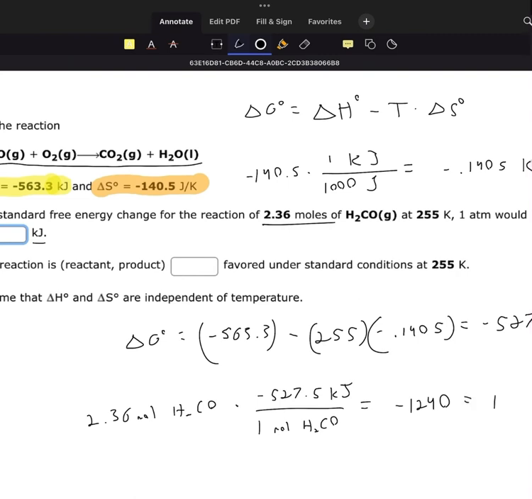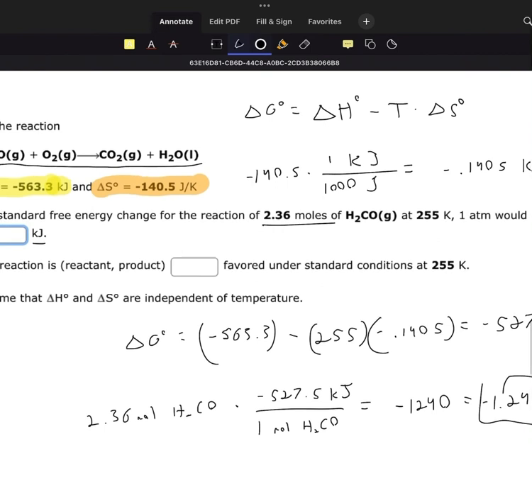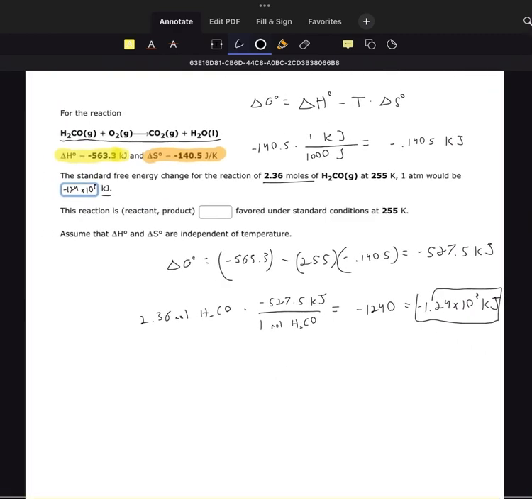kilojoules, and in scientific notation that would be negative 1.24 times 10 to the third kilojoules of free energy change. So negative 1.24 times 10 to the third kilojoules of free energy change.